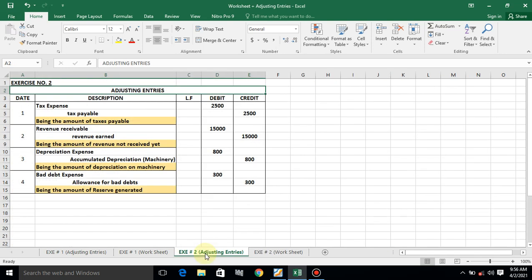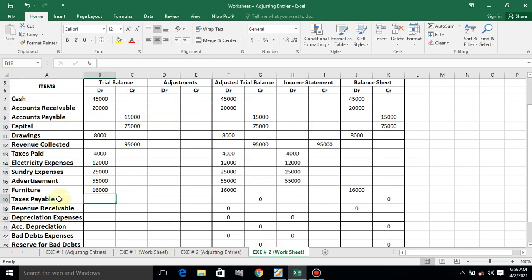After that, in adjusting entries, we have depreciation expense and accumulated depreciation. Depreciation expense is not given in trial balance, so we have to write it down in adjustments. Like this item is an additional item which is taken from adjustments, and accumulated depreciation item is also not given in trial balance, so we'll write here down accumulated depreciation in the list of items.